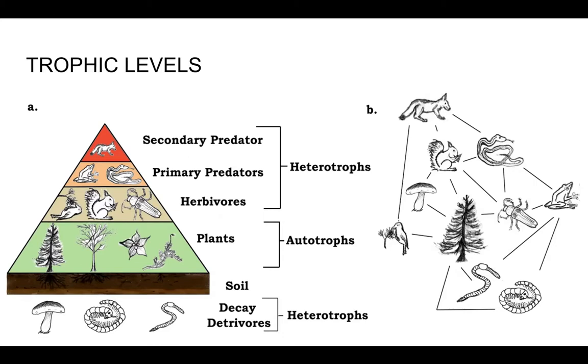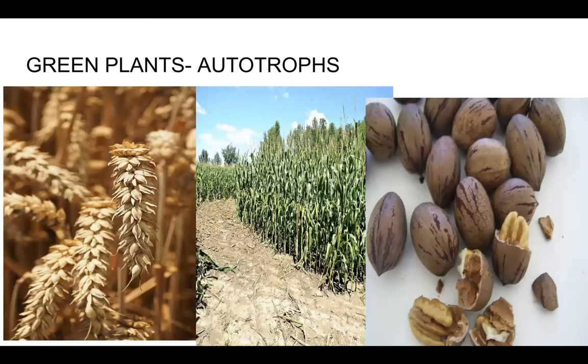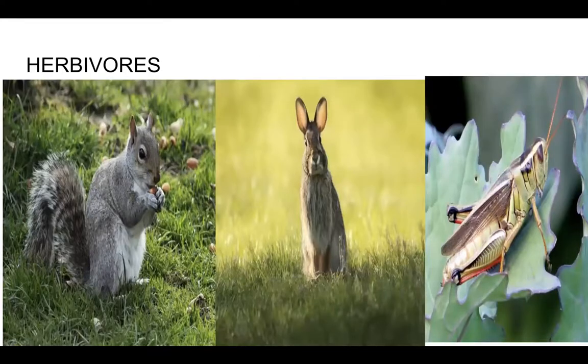So let's very quickly go through these different levels. There's our autotroph, the green plants. You're familiar with all of these different things, nice to eat for us as well as for the animals. Here are our little herbivores. We're all familiar with squirrels and rabbits and grasshoppers. We live on the blackland prairie, and the primary consumer of prairie grasses are not bison or cattle or antelope. It's actually the grasshopper, because there are billions of them.